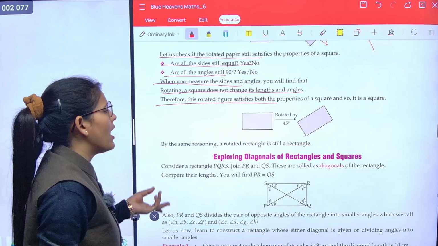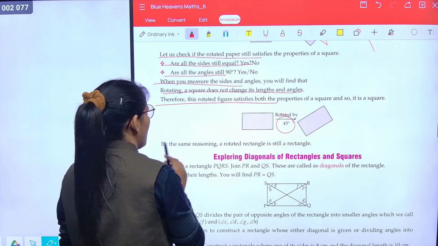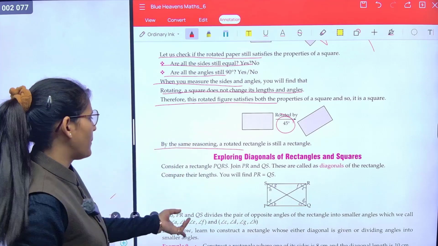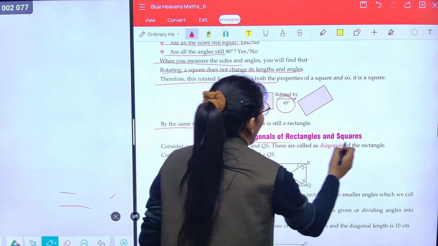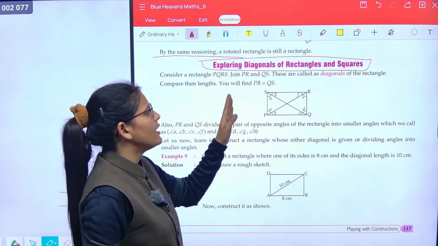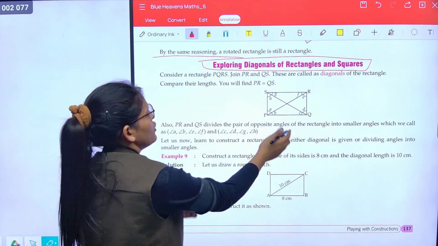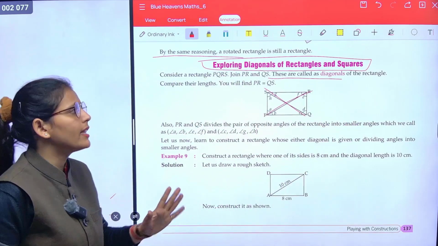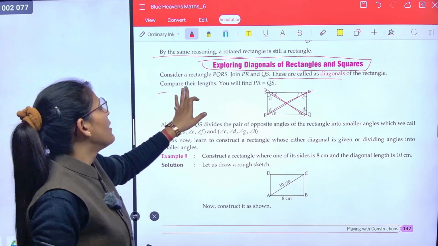Now rotated by 45 degree. By the same reasoning, a rotated rectangle is still a rectangle. Now exploring diagonals of rectangles and a square. Consider a rectangle PQRS. Join PR and QS. These are called diagonals. What do we call these, class? Diagonals of the rectangle.